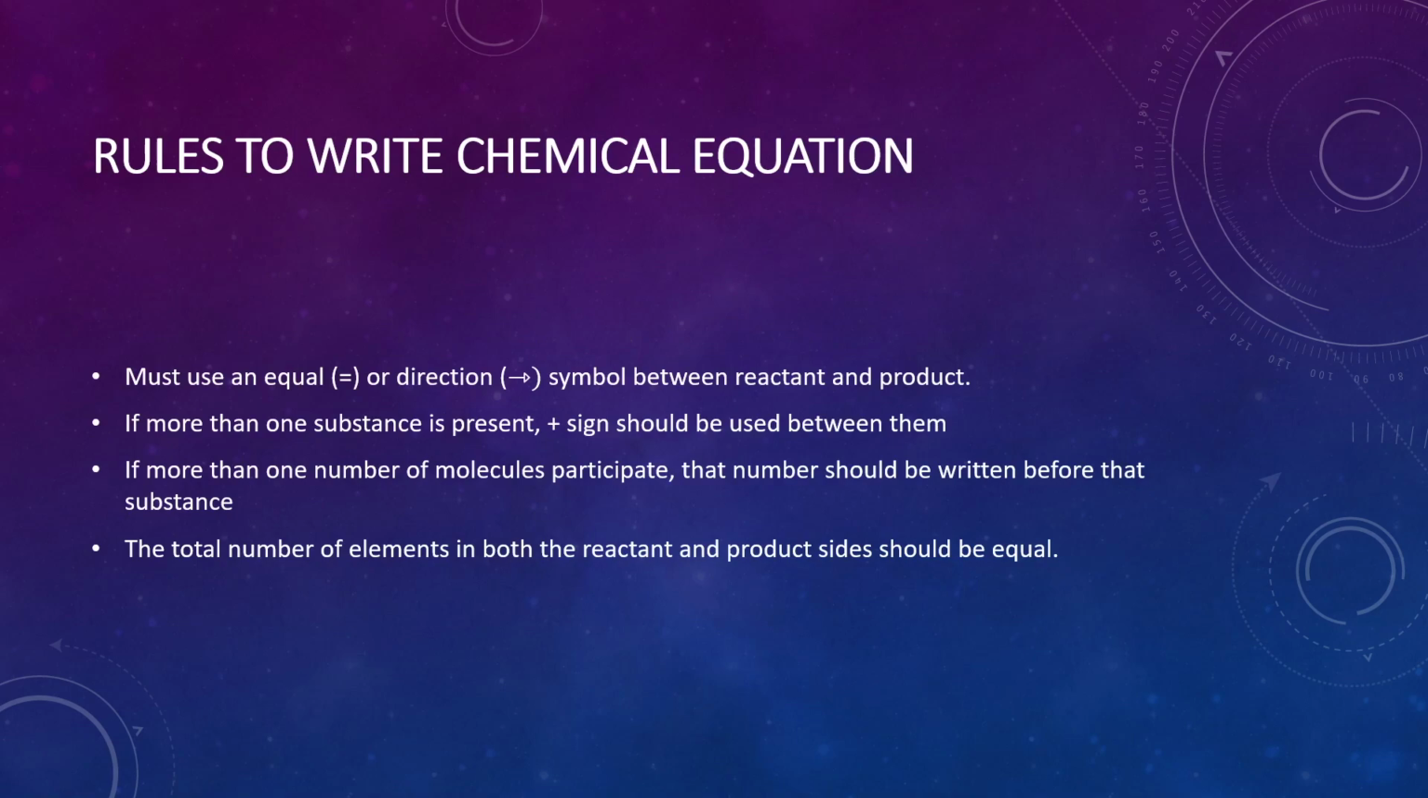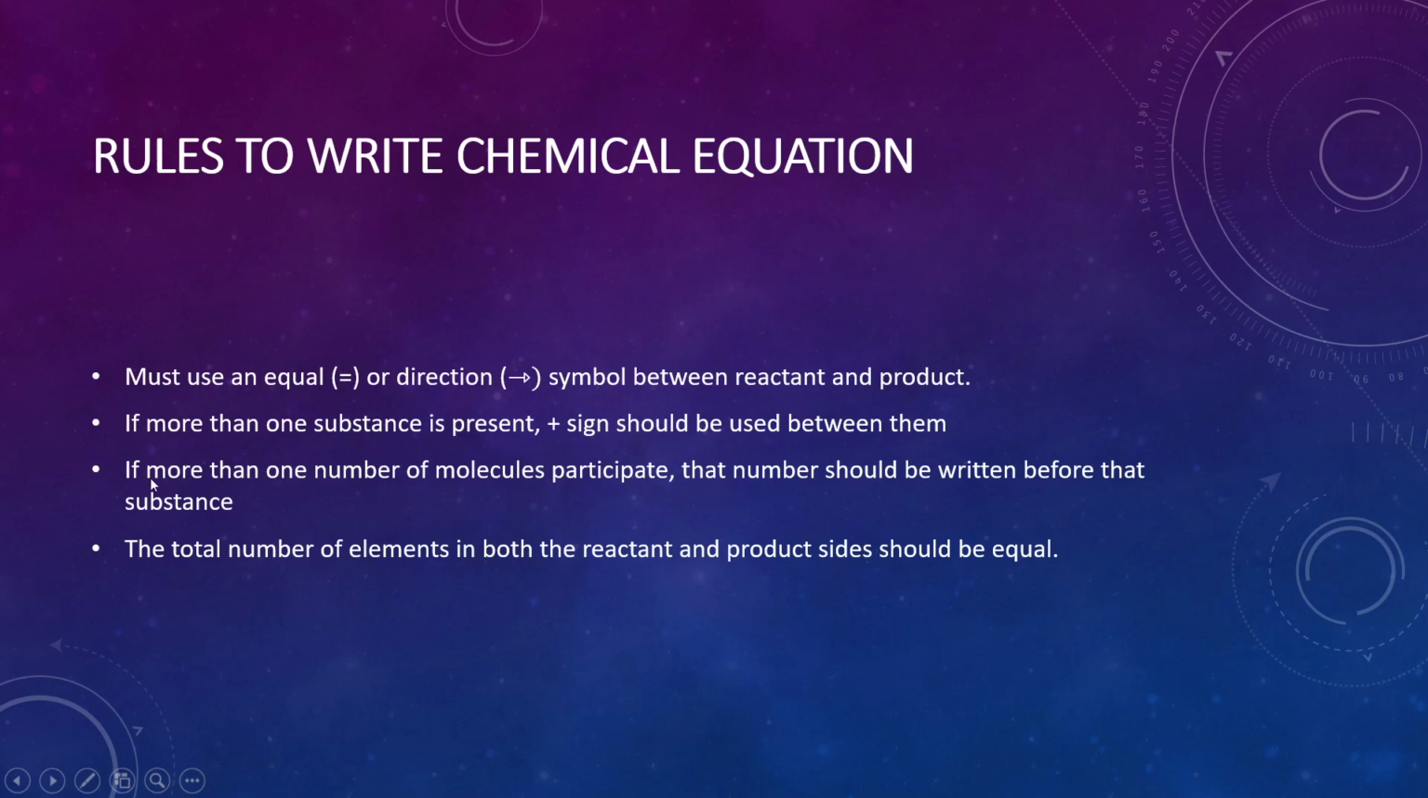Let's come to the next topic, rules to write a chemical equation. To write a chemical equation, first of all we have to use an equal sign or an arrow symbol or direction symbol between reactant and product. It should be used before writing a chemical equation. If more than one substance is present, a plus sign should be used between them. This is the second rule, that if more elements or more substances are present, then a plus sign should be used between them.